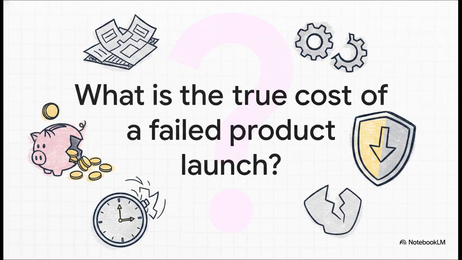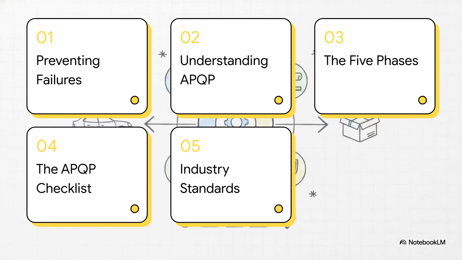So, what is the true cost of that kind of failure? Well, it's not just wasted materials. We're talking lost time, massive financial drains, and a really severe hit to your brand's reputation. To solve this, our explainer today is broken down into 5 core parts: preventing product failures, understanding APQP, the 5 phases, the APQP checklist, and finally, AIG and industry standards.